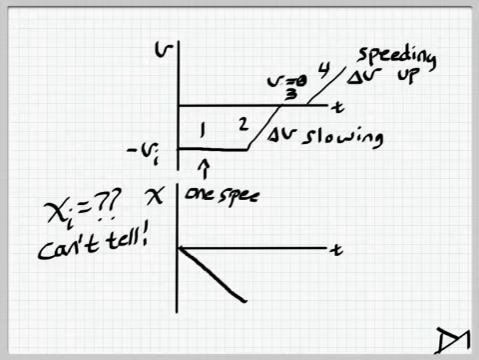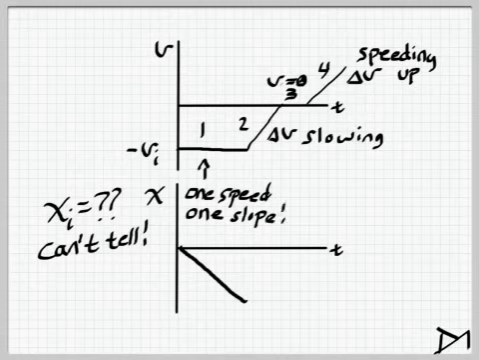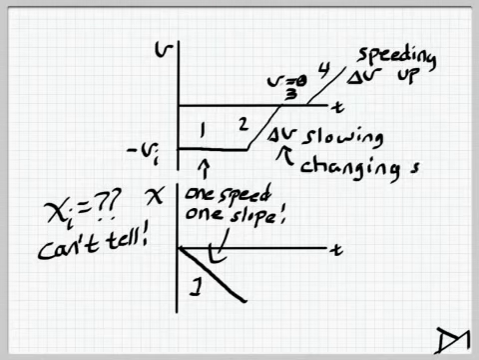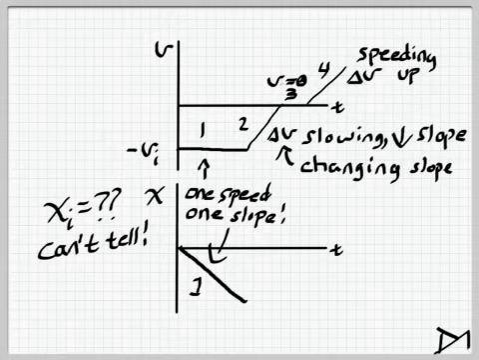So let's say the object x initial is at 0. We'll assume it. Now we have one speed, negative initial velocity, uniform motion for region 1. That gives us, in region 1, one constant negative velocity, one constant negative slope for region 1. Region 2, we have a changing velocity, a changing slope. Sorry, it's a changing velocity. It's a decreasing velocity. So it's a decreasing slope on our position versus time graph.